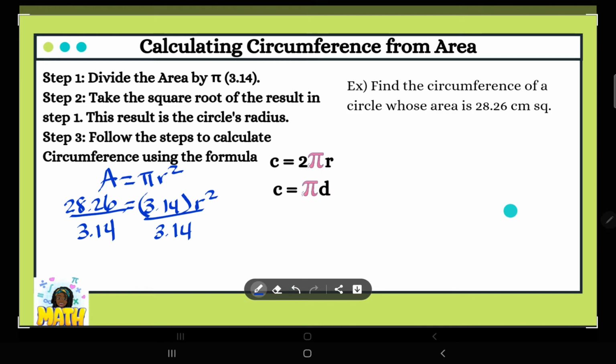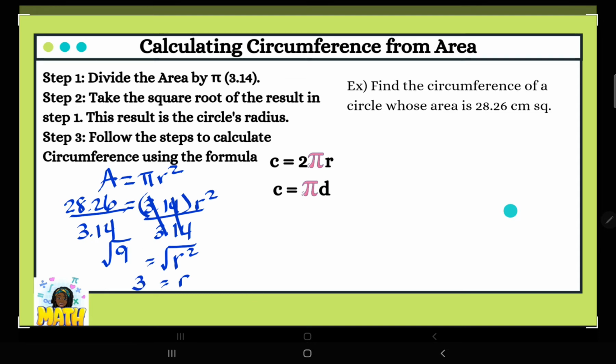And we get that r squared equals 28.26 divided by 3.14, which is 9. Now we're going to take the square root of both sides. If I break down the square root of r squared, that's like saying r times r, and the square root of 9 is like saying 3 times 3. So the square root of r squared is r, and the square root of 9 is 3. So here we have that our radius is 3.